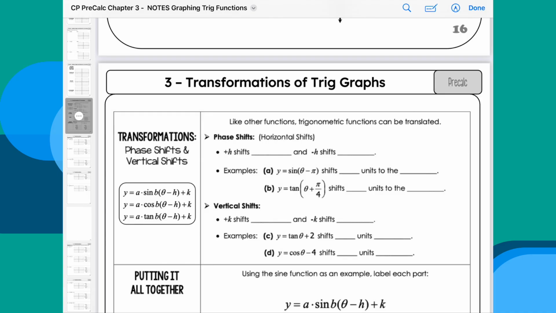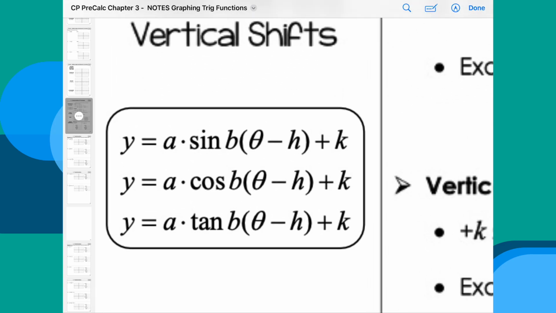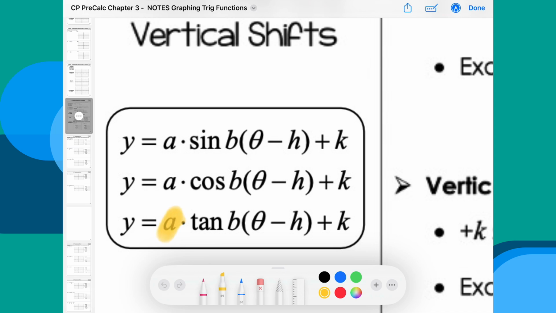All right, today we're going to talk about transformation of our trig graphs. Like all of our other parent functions, we can shift a trig graph up, down, left, and right, and it has a very, very similar look to all of our other parent functions. We can see our a value, we have minus h, and then we have plus k. Just like all of our other functions, a does our stretch, our compression, and our reflection. We have h, which does our horizontal movement, and k, which does our vertical movement.